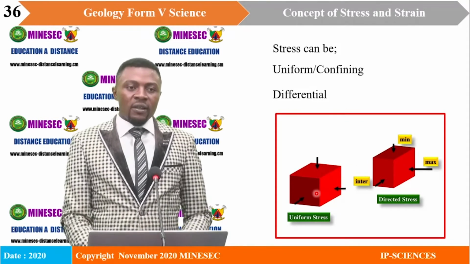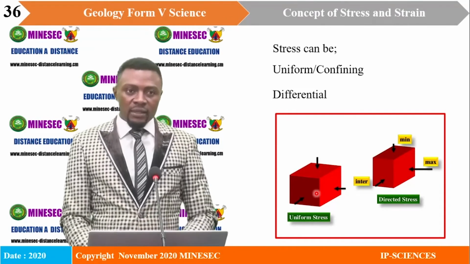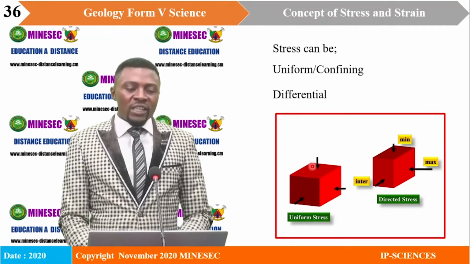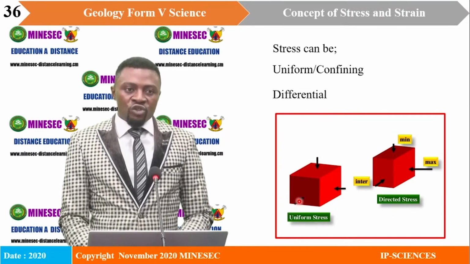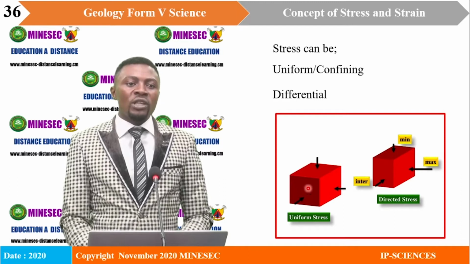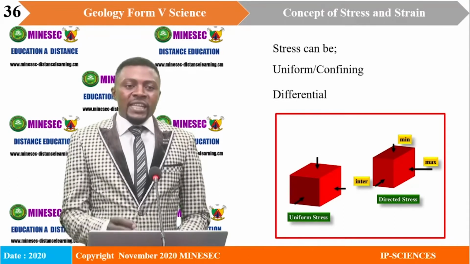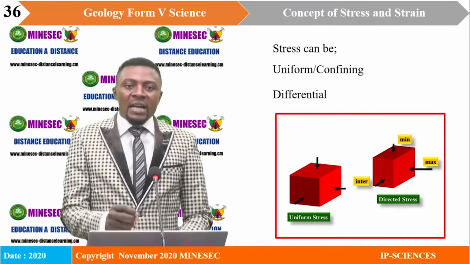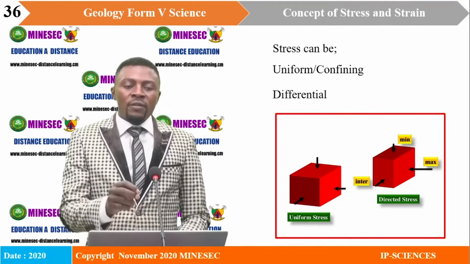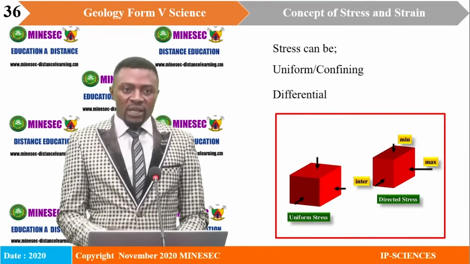This is the first illustration that is exemplifying that. We have stress from above, stress from this direction, and stress from this direction. They are all acting on this body of rock, and we see that the intensity of stress acting on that rock is the same. So we call that uniform or confined stress.